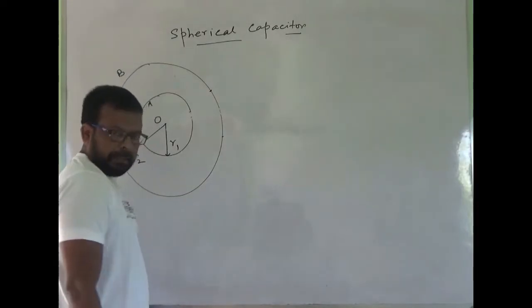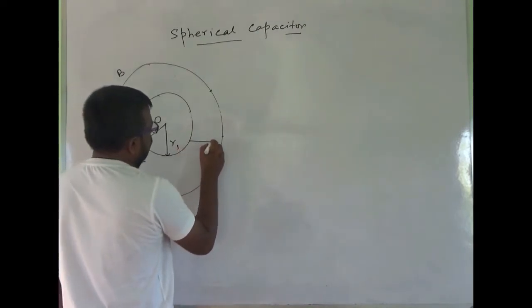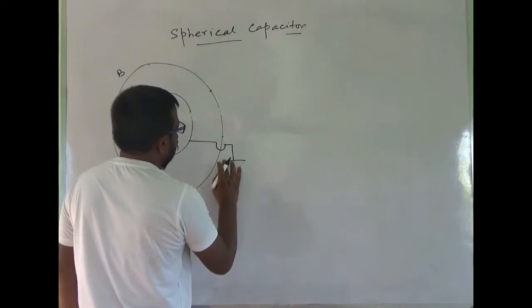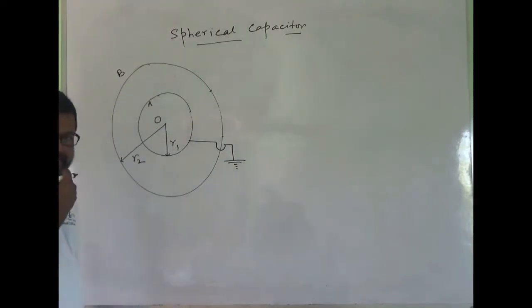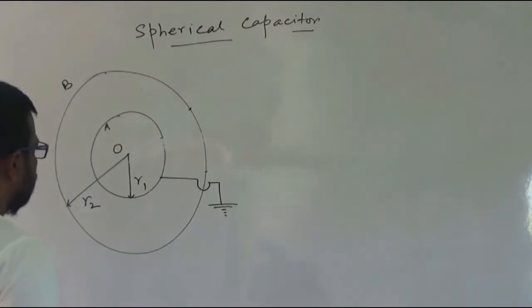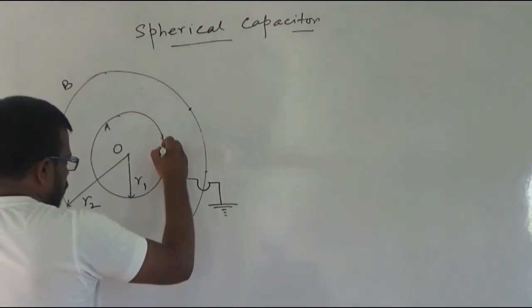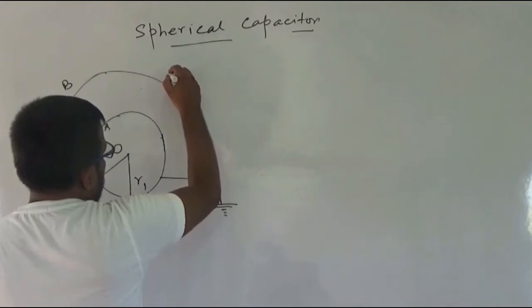Now we consider a spherical capacitor whose inner spherical shell is grounded. Let us consider a spherical capacitor of inner radius R1 and outer radius R2. The inner sphere, that is the sphere of radius R1, is grounded and the outer sphere is charged by plus Q. Let us say this spherical shell is charged by plus Q.